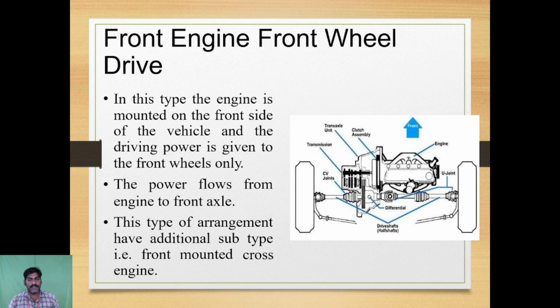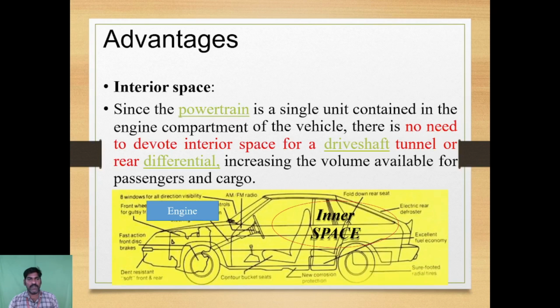First one, CV joint, second one transmission, third one transaxle unit, clutch assembly, fourth one differential, fifth one drive shaft and hub shaft, and then U joint, and then engine. This is the front wheel drive diagram.